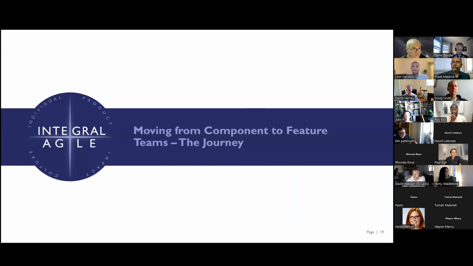So we finished the preamble. The appetizers are over. Let's get to the main course. So moving from component to feature teams is not something that you bite off all in one go. It is a very painful journey if we're talking about large enterprise.